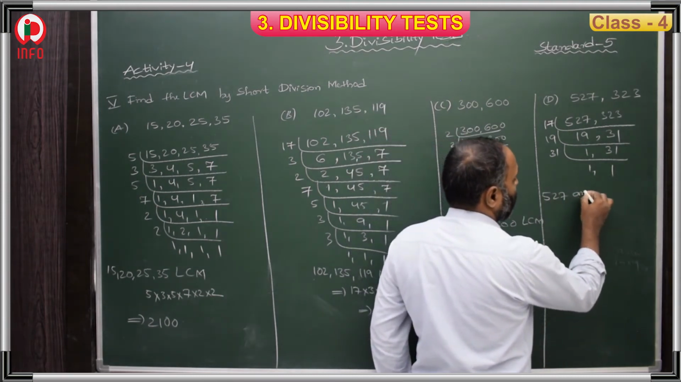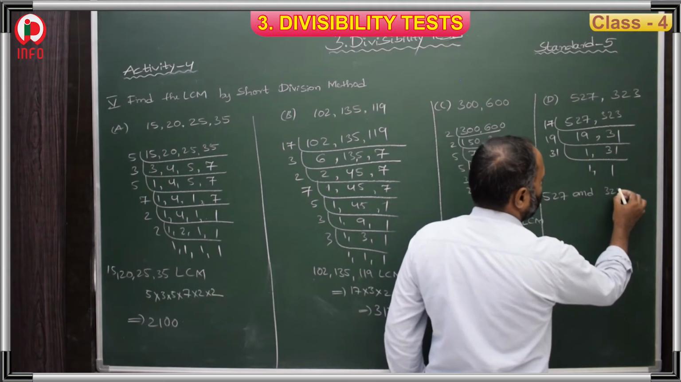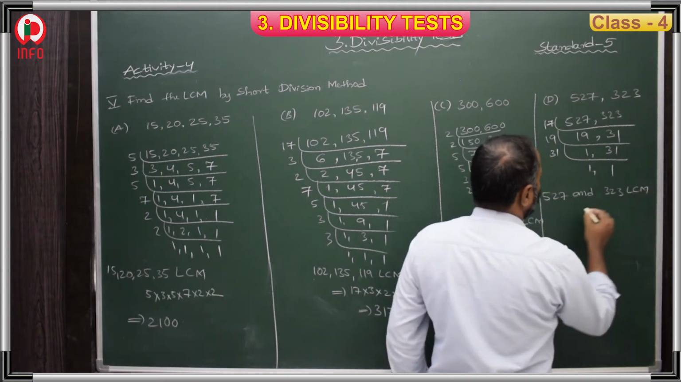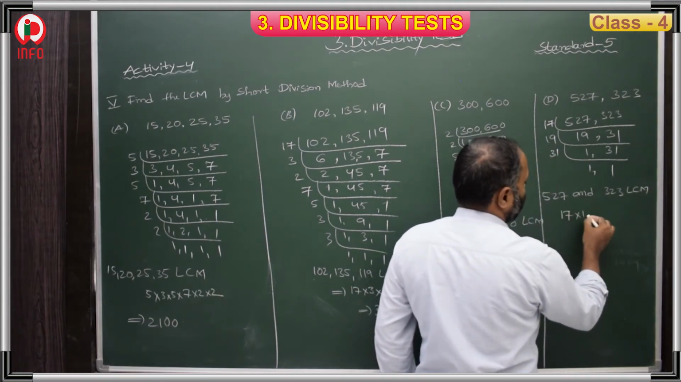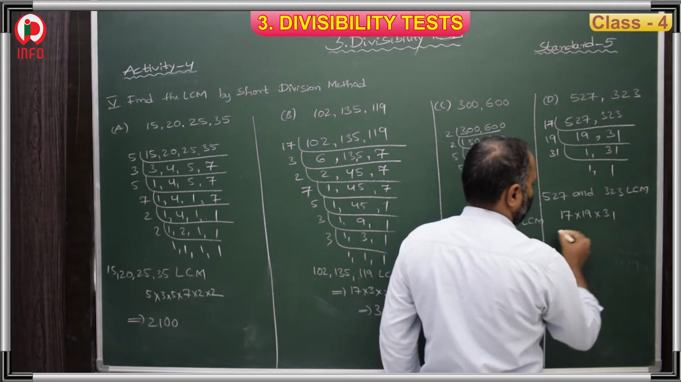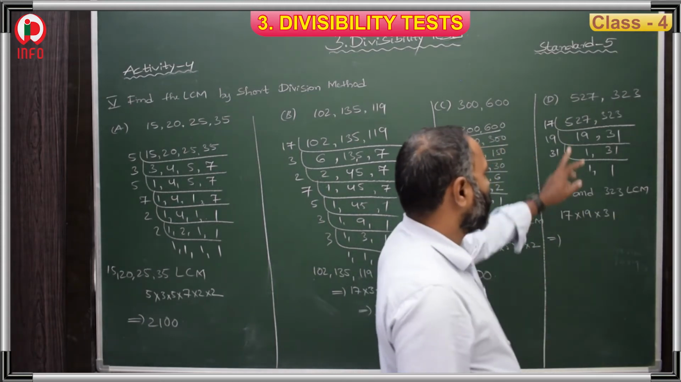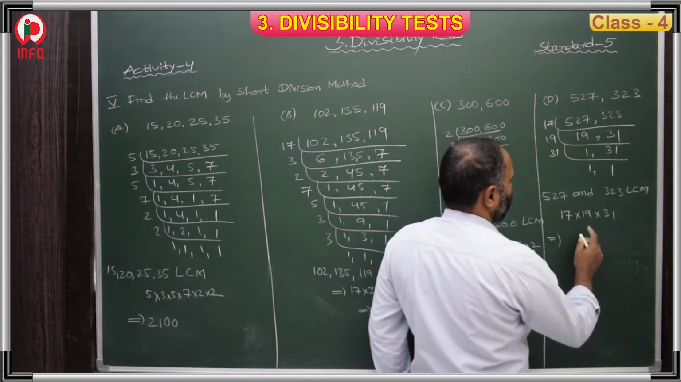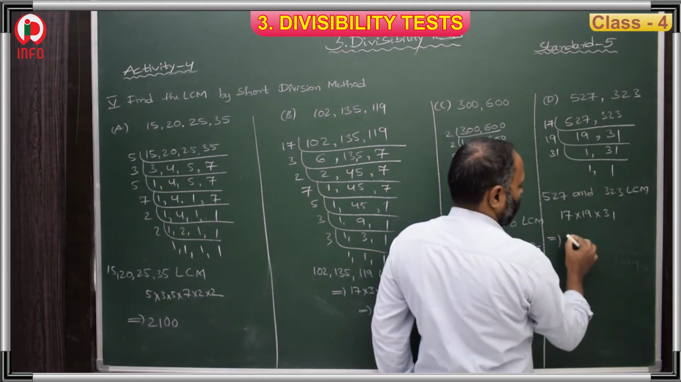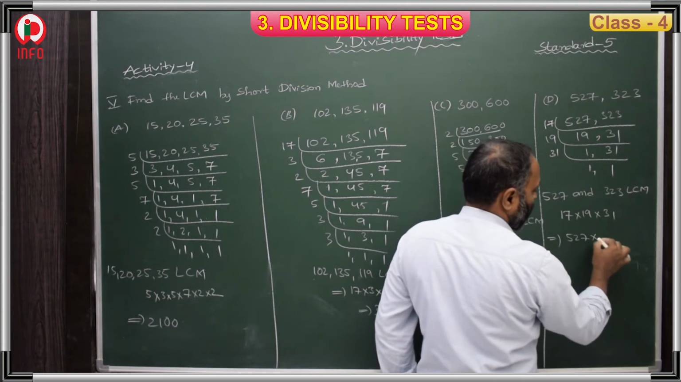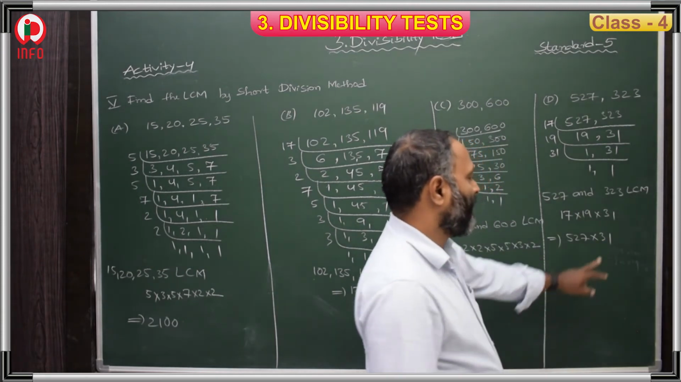527 and 323 LCM: 17 into 19 into 31. 17 nineteens are 323. 323 into 31. Now we multiply with 31.